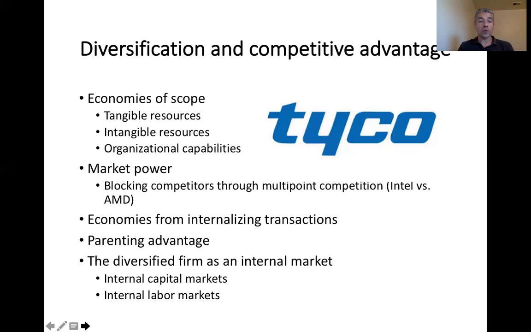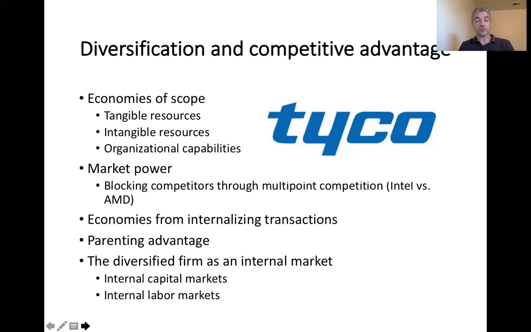The other reason why you may want to consider diversification is market power, right? So even if you do not acquire your competitor, which would be then horizontal acquisition, which again we'll mention in a few minutes, even if you diversify into related or even unrelated industries, it may help you block your competitors through multi-point competition. So if you remember that example of Intel and AMD competing in the market for 64-bit processors, for the first time in history, AMD was beating Intel at its own game.